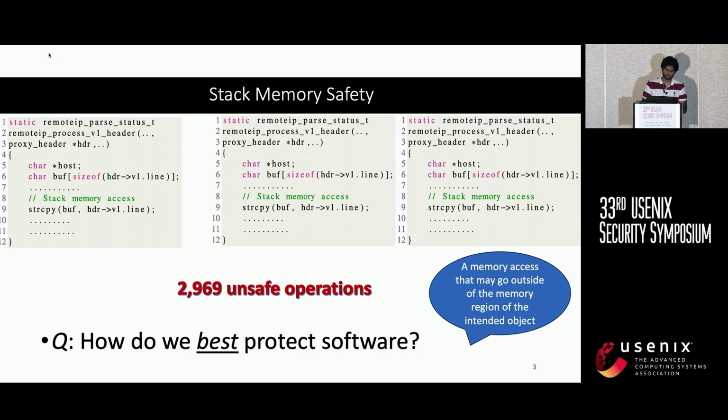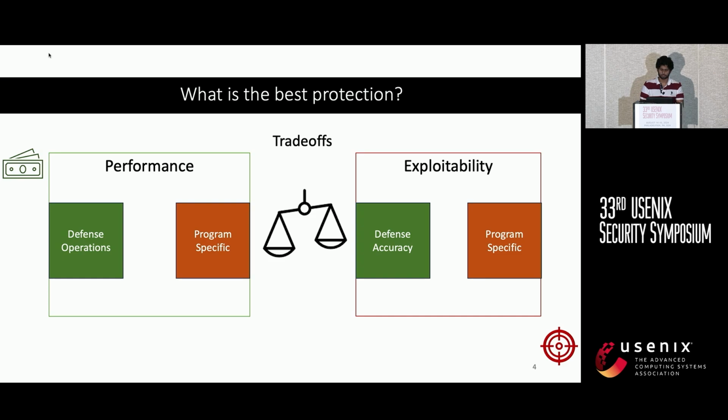A question that we try to answer here is, how do we best protect software? And what do I mean by best? There are clear trade-offs between performance and exploitability or security. Here specifically, from the defense perspective, different defenses operate differently. They may perform different operations such as metadata, checks, initialization, cleanup, as well as program specific operations, depending on how the program runs or the workload on the program. And in terms of exploitability, it varies from program to program with respect to the memory layout at runtime, as well as the accuracy of the defense to detect the actual memory error.